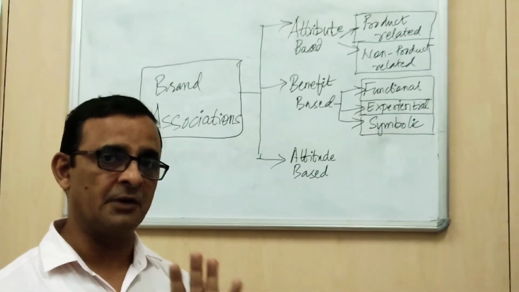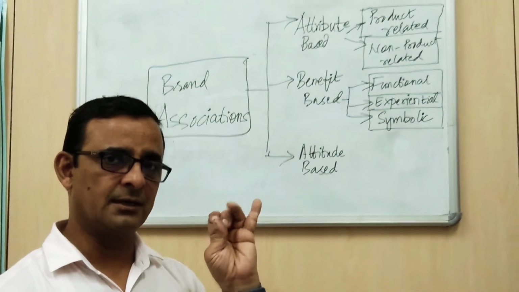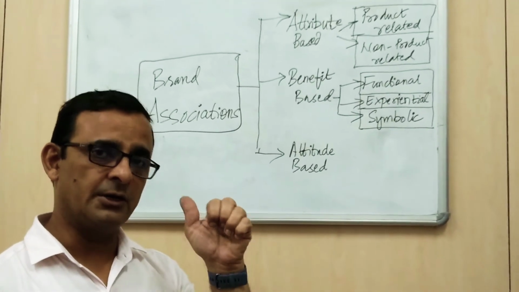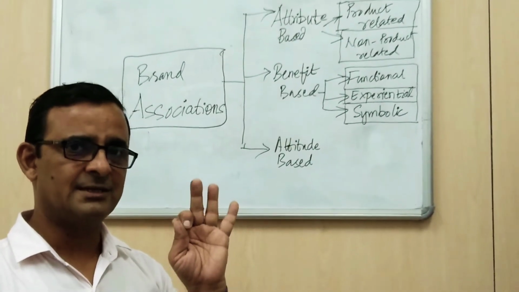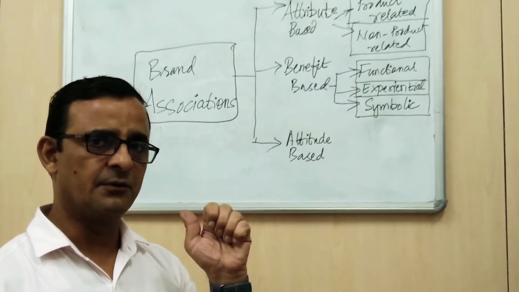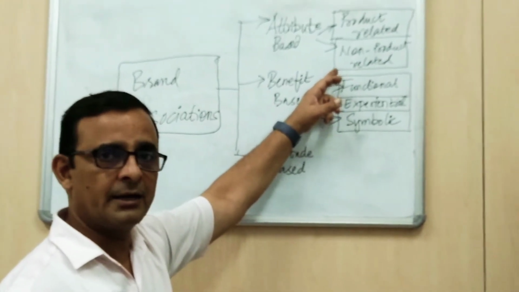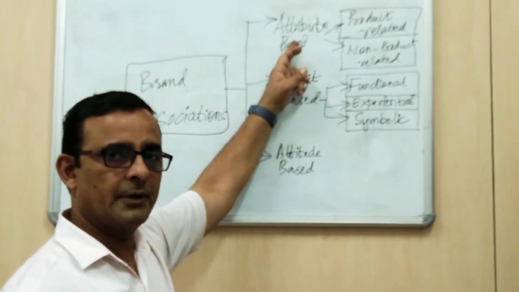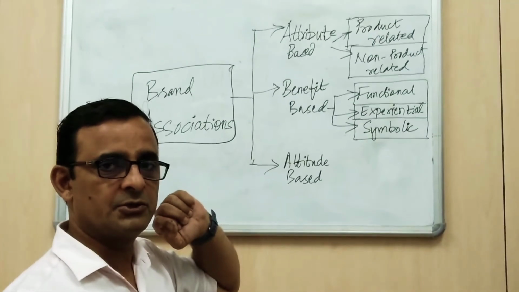I am specifically repeating: 5 factors. 1st, price. 2nd, packaging. 3rd, user imagery. 4th, usage imagery. 5th, country of origin. These are the 5 factors which you normally focus on in non-product related attribute based brand association.